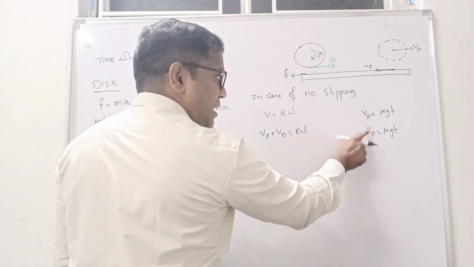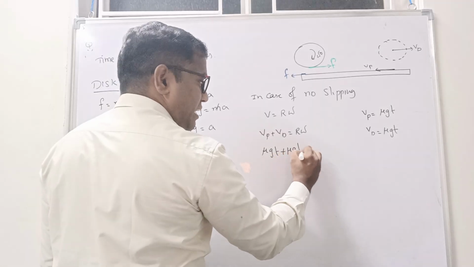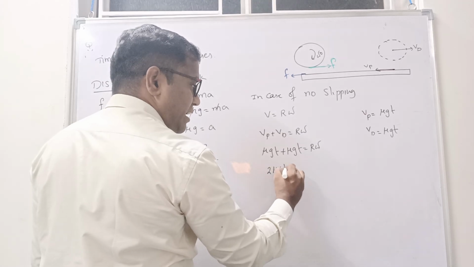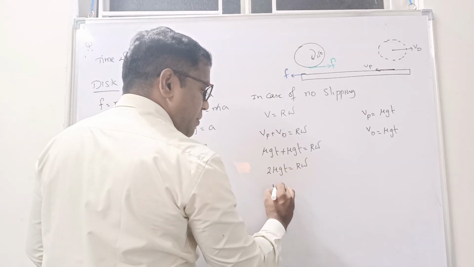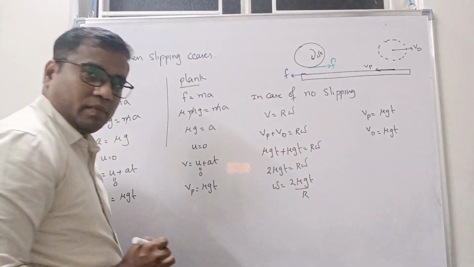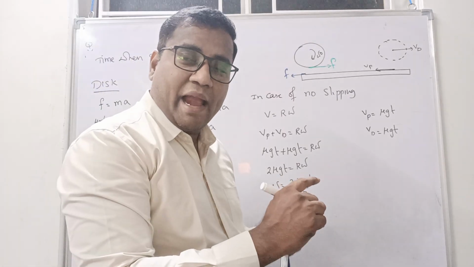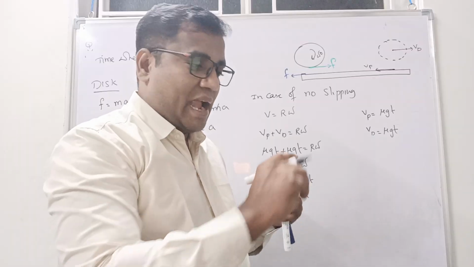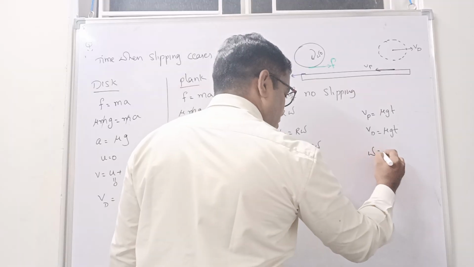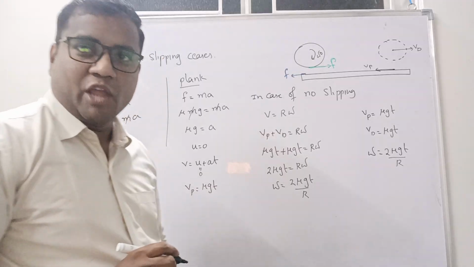So we got the Vp and Vd values here. So mu gt plus mu gt is equal to r omega. So here 2 mu gt is equal to r omega. So omega is equal to 2 mu gt by r. Clear? I got the omega value. Omega at what point? At the slipping ceases. At the point where slipping ceases, the omega value is omega equal to 2 mu gt by r. I hope you understood, right?